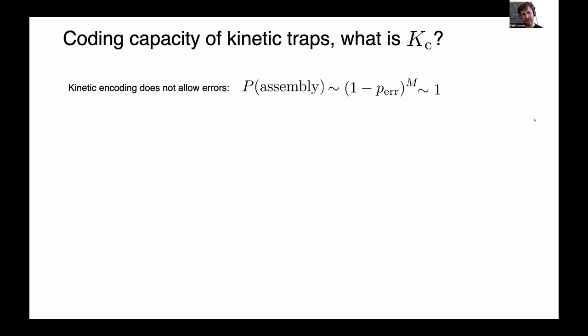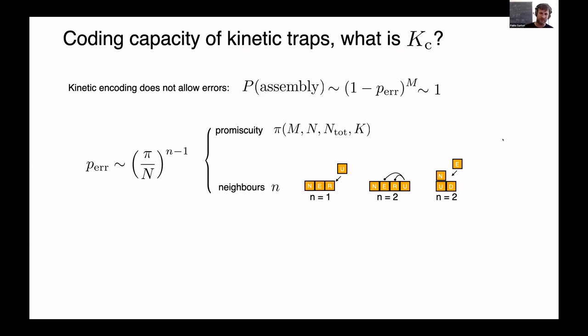And so the probability that an assembly is formed correctly is 1 minus the error rate to the power of the assembly size. And what you want is that this is of order 1. So now the whole business is finding this error rate, P error, I call it there. And it's not too hard to show that it scales as a promiscuity over the number of components in the structure to the power of little n minus 1.